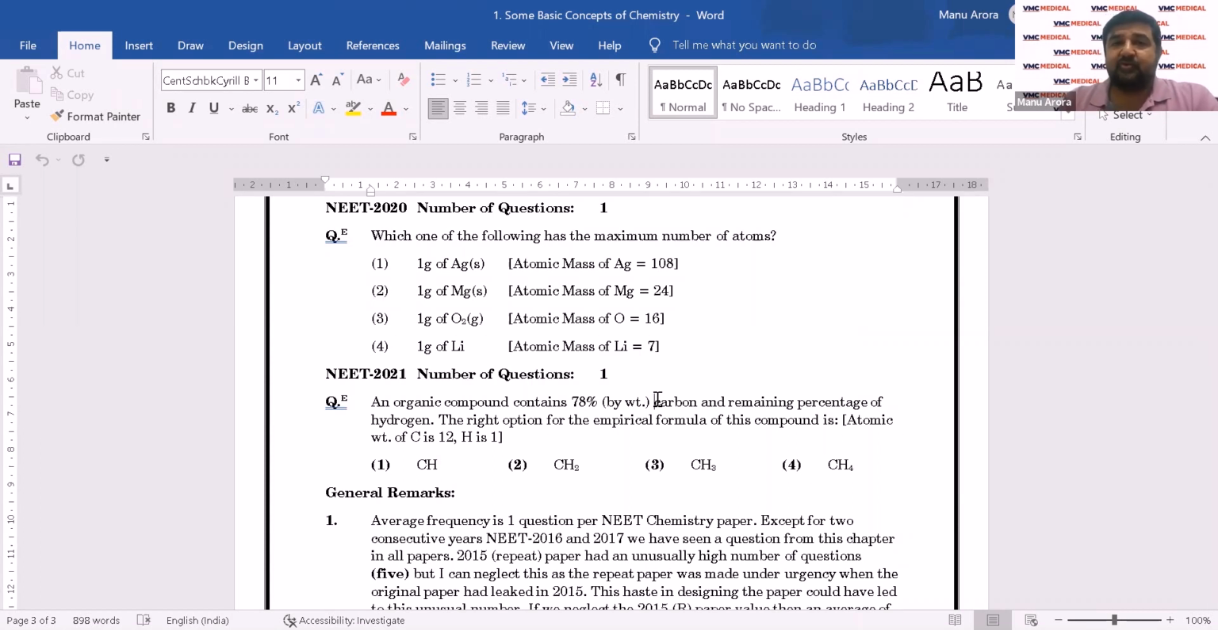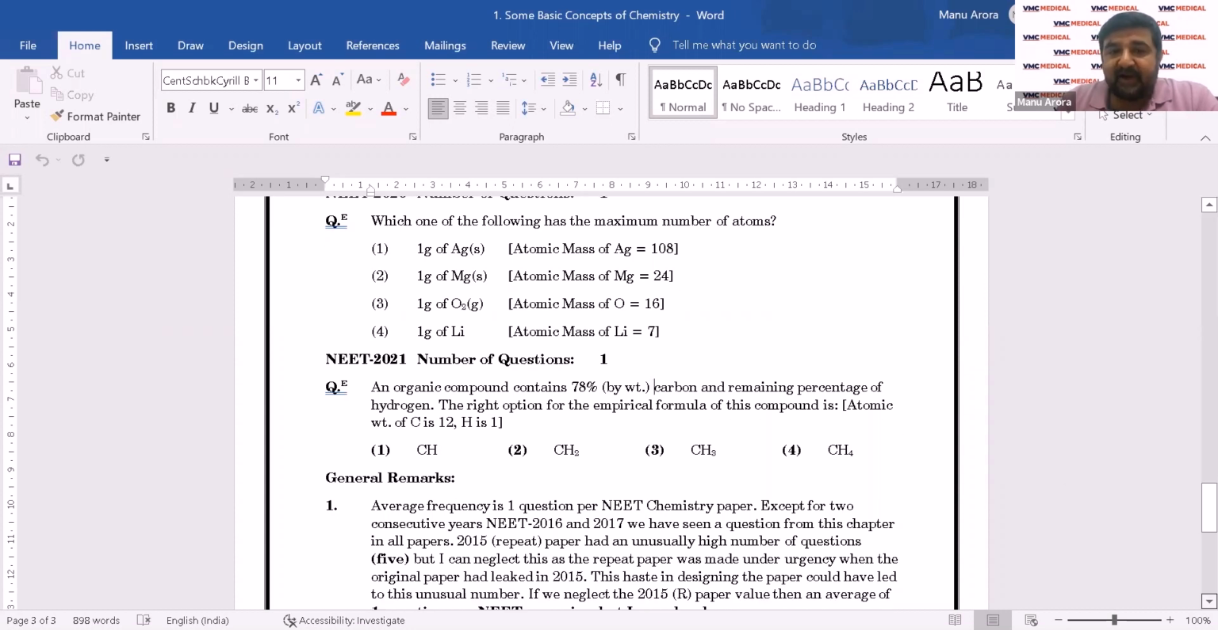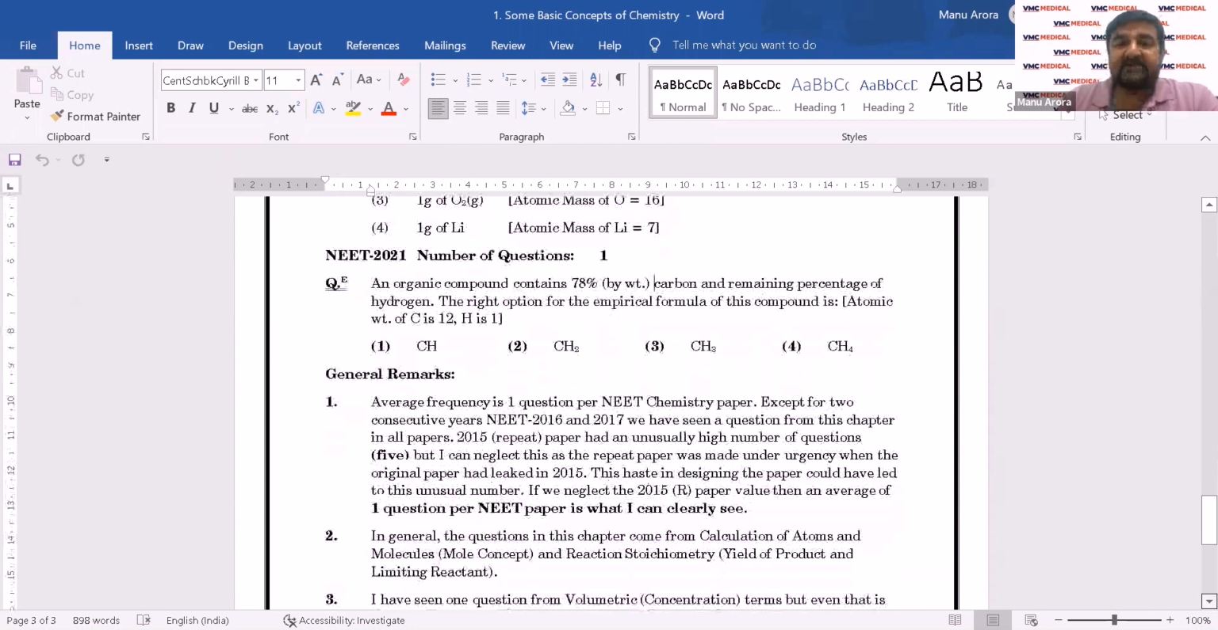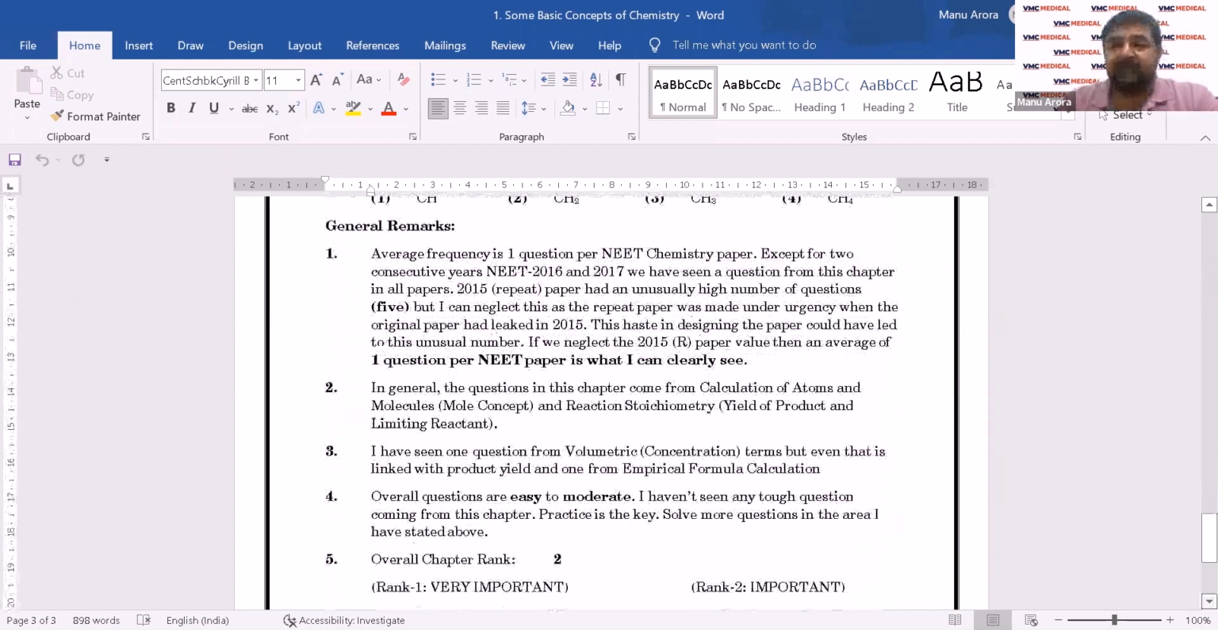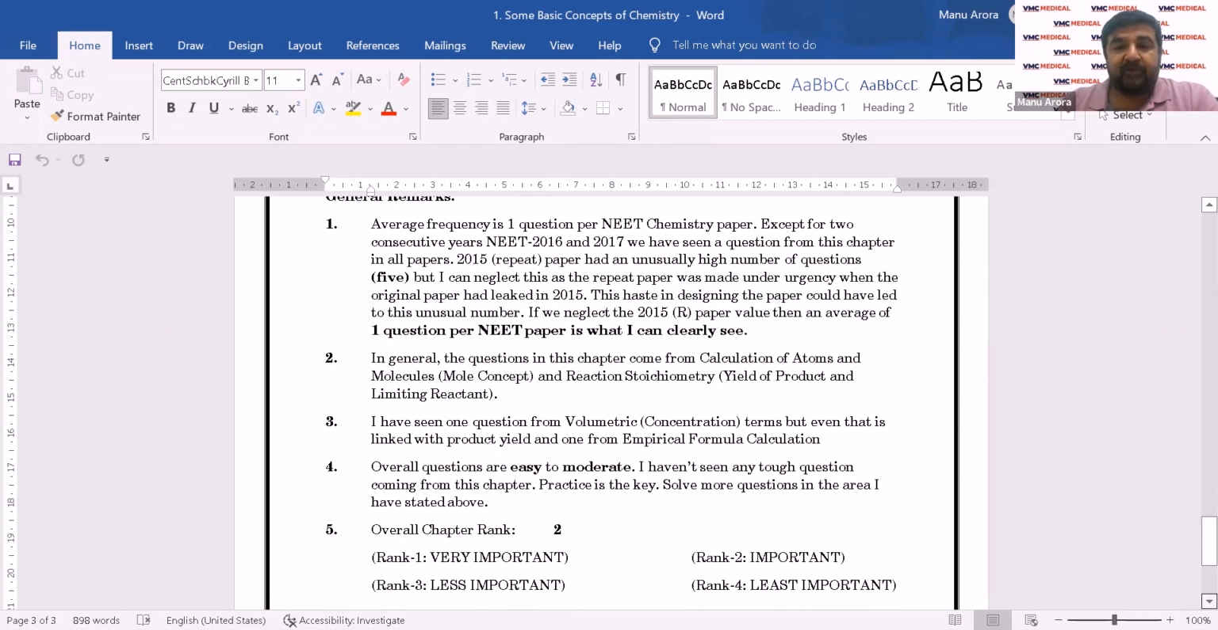I think for most of the students is something which you learn in much earlier classes, even before 11th standard. So very achievable. If you ask me, I will rank this chapter also. But I want you to just see my general remarks on this chapter. There is an average frequency of one question per NEET chemistry paper every year. So I don't think it's something which is outstandingly too important. So my overall chapter rank will go rank 2, right?